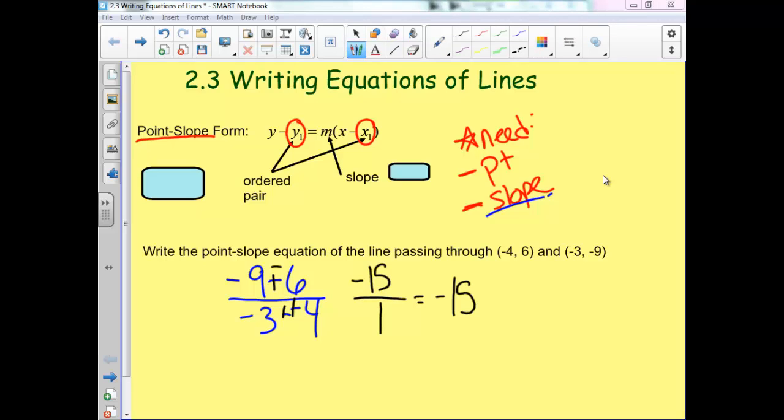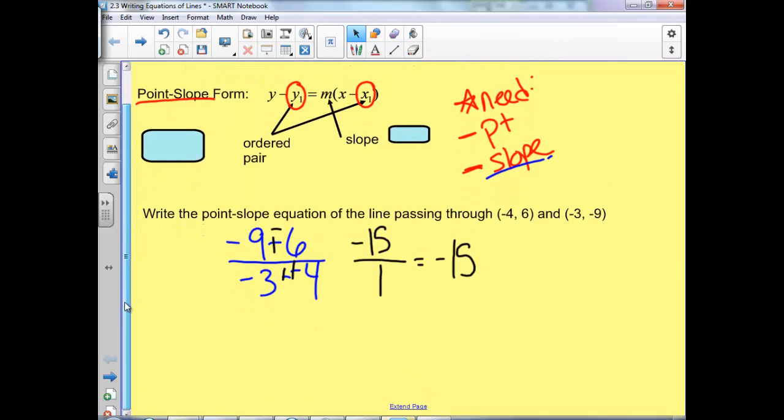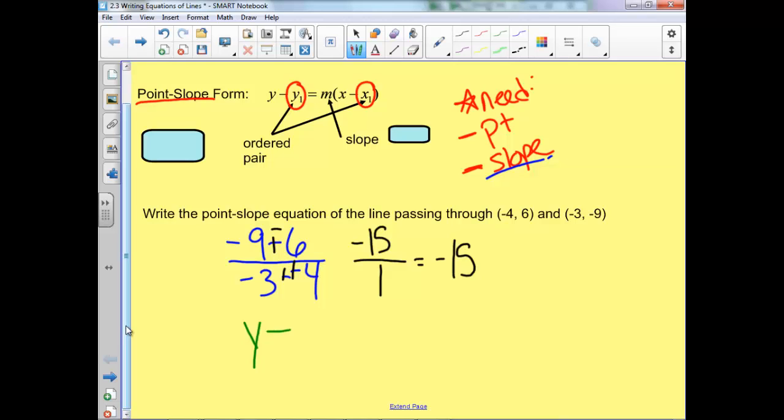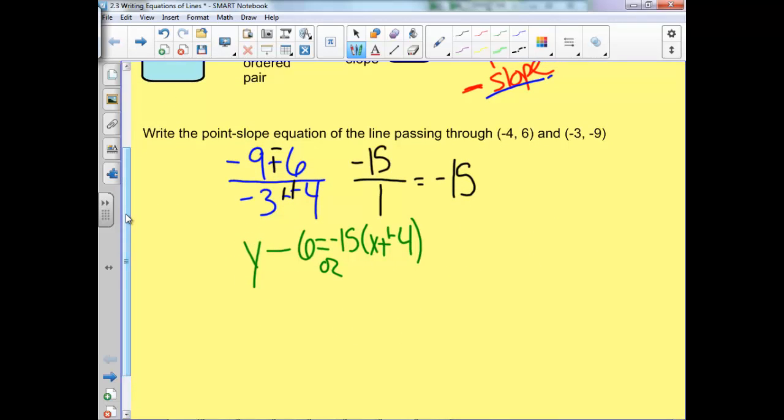Now, we want the equation of the line passing through these 2 points. So we'll use our formula, or the form from above, y minus, and it doesn't matter which point you pick. So I'm just going to pick the first one for now. And then you'd have minus negative, so change it to positive. Or, if we use the other ordered pair, we would also have y plus 9 equals negative 15, x plus 3. Either one works.